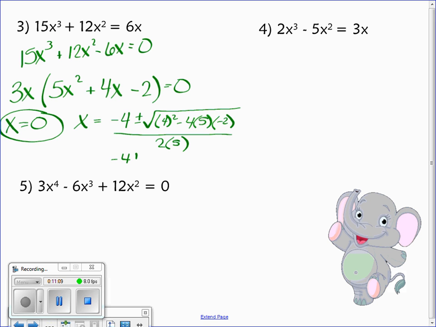All right, so here we go. So we got negative 4 plus or minus radical. Somebody clean that up underneath there yet? What is it? 56. All over 10. All right, did we do our factor tree on 56?